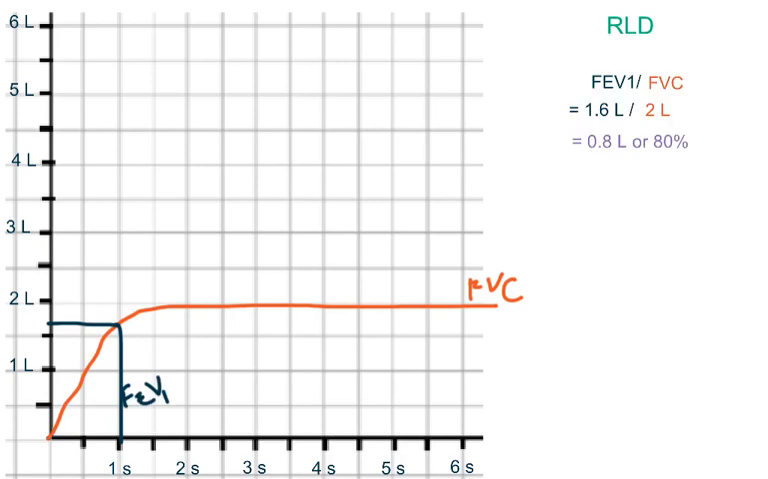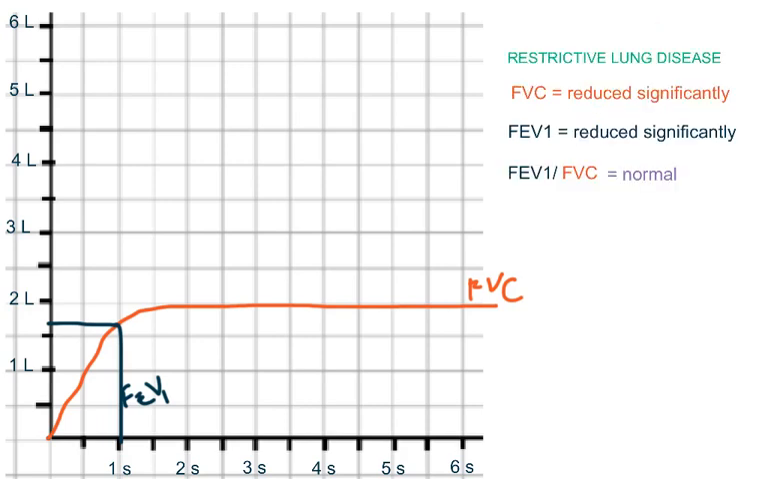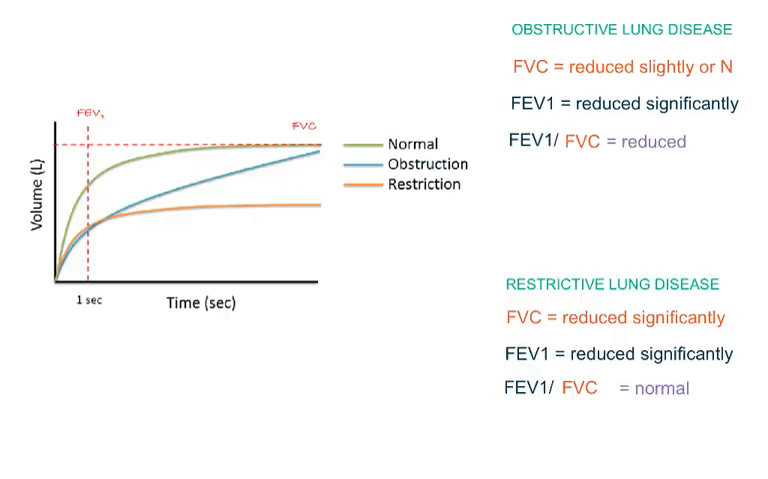But if you look at their ratio, it's still 80%. Because even though both the FVC and FEV1 are reduced in restrictive lung disease, their values do not markedly differ from each other. Which means that in restrictive lung disease, FVC and FEV1 are reduced significantly, but FEV1 to FVC is normal.